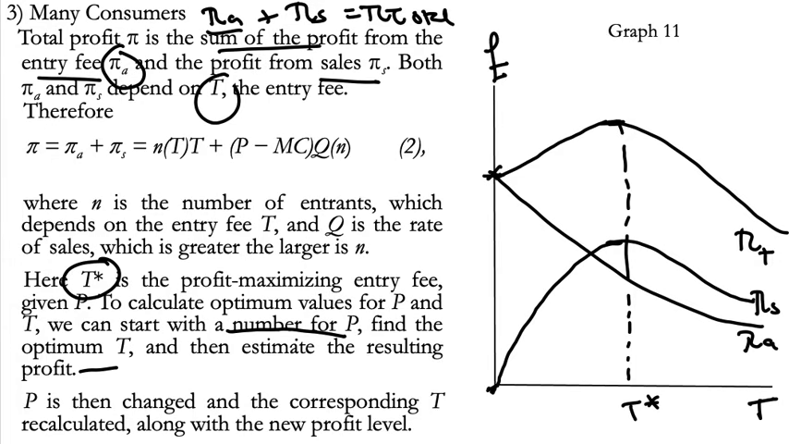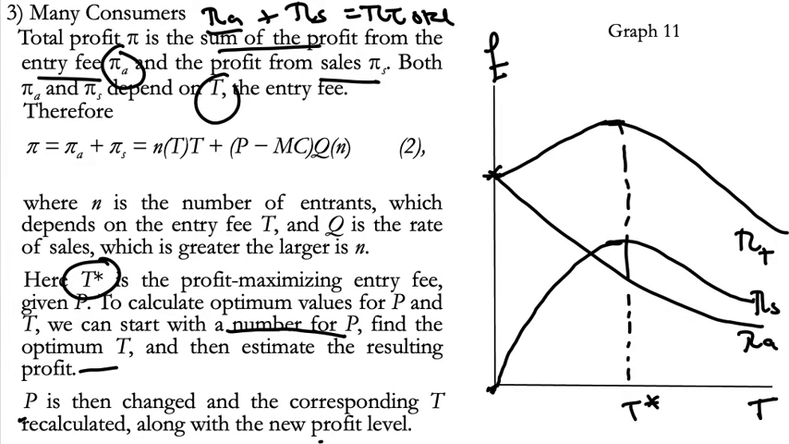Okay, that's for the first P. Find another price of P, find the new optimum T with that new price, and then recalculate the profit again. You do this again and again until you get a satisfying profit level, which gives you the maximum possible. So P is changed and the corresponding T is recalculated along with the new profit until you get the maximum profit. Yeah, so this is the trial and error for two-part tariff.